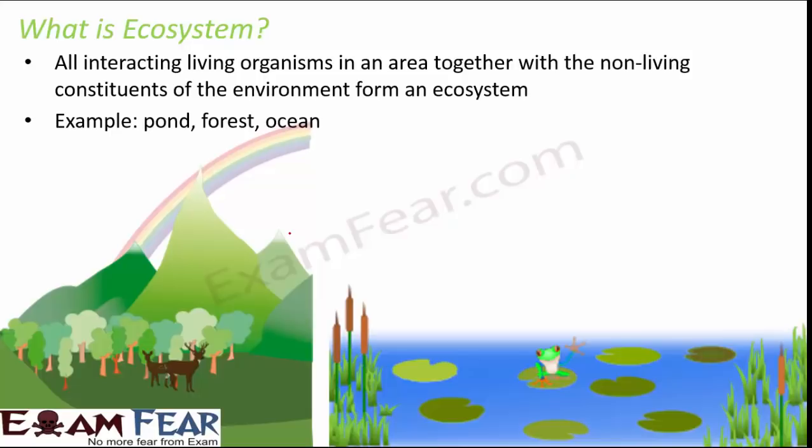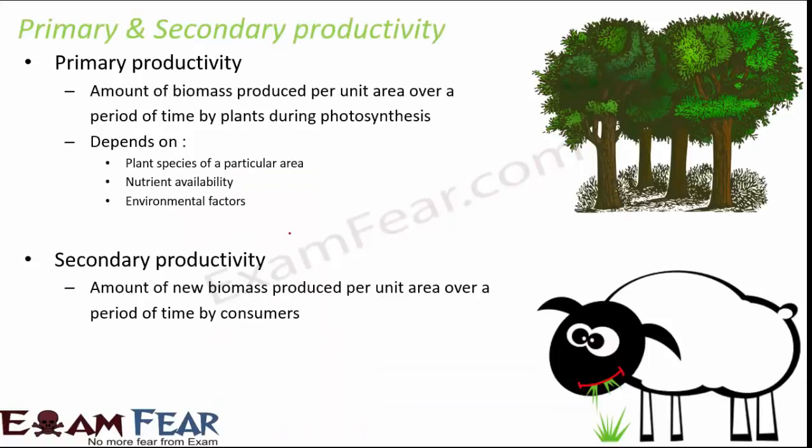So let's get started. What is an ecosystem? Living organisms together with non-living components in an area form an ecosystem. Pond, forest, ocean, they are all ecosystems because they contain different types of living organisms plus the non-living components like air, water, soil, etc. Primary and secondary productivity, as I said, is quite important, so please do understand it well. Primary productivity means the amount of biomass produced per unit area over a period of time by plants during photosynthesis. So it is the biomass produced by plants.